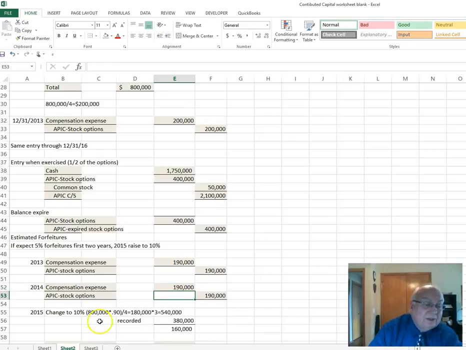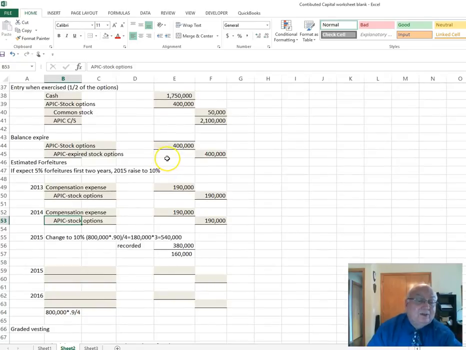Yeah, too many zeros in there. Okay, because it's the same entry for 2014. Now, in 2015, that's where we think, okay, it's going to raise to 10% after. So we see what's in the account. We have 380,000 in the account right now because we have 190 plus 190 is 380.